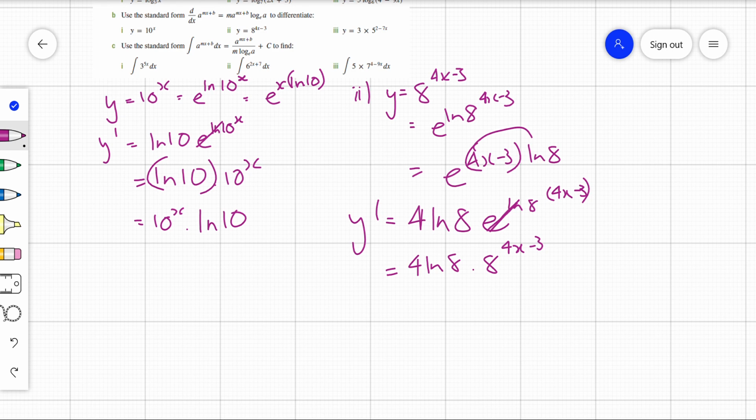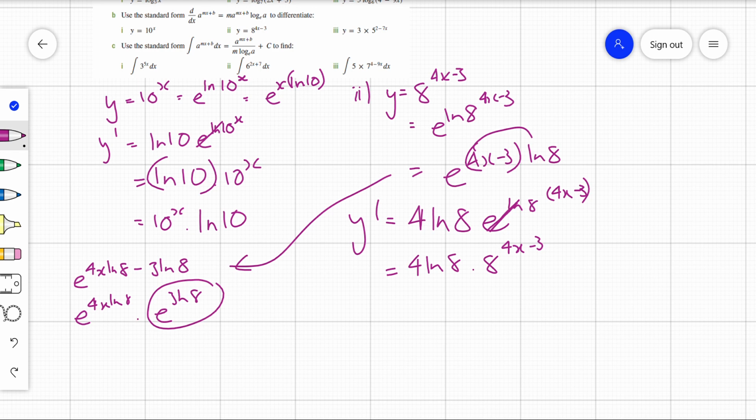If you didn't understand that, I'm just going to go a little bit slower and show you why. If I expand, 4x log 8 minus 3 log 8, that's the same as e to the 4x log 8 times e to the 3 log 8. So this part is just a constant. It's like having a 3 out the front, and you just keep it out the front. You don't need to worry about that part, and just come back at the end and put it all back together. Hopefully that helps. If not, ask me in class.